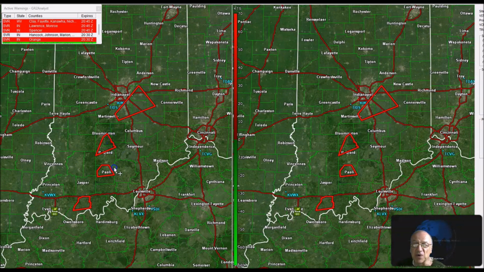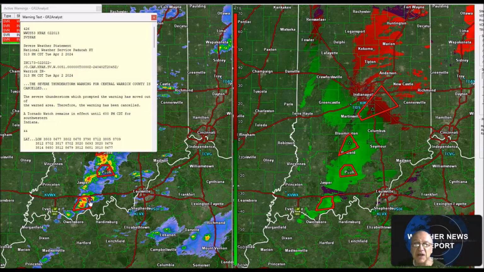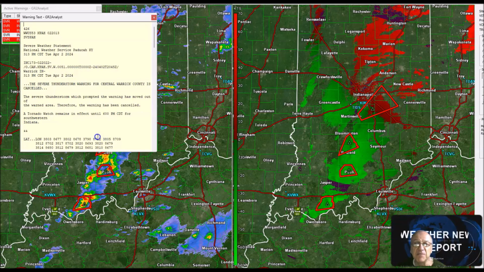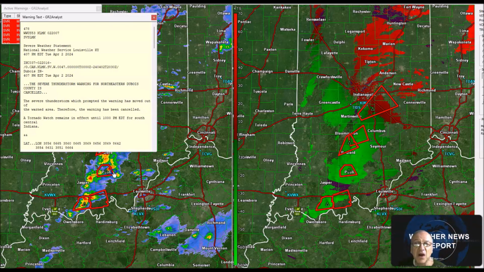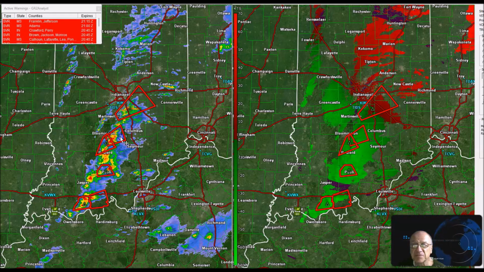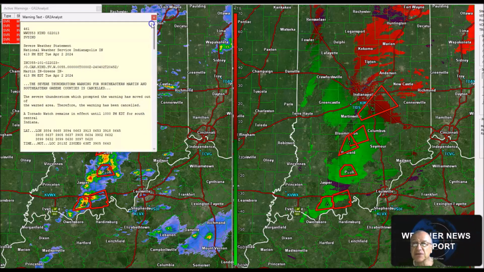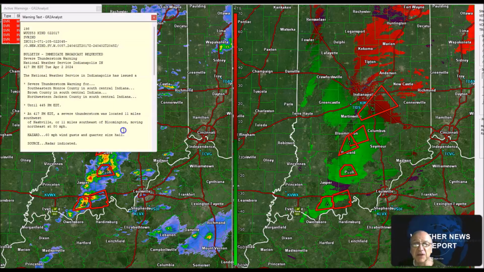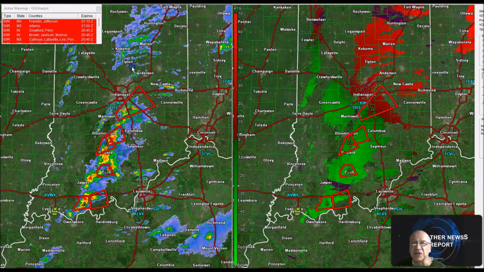We have severe thunderstorm warnings here for parts of Indiana. We have one in effect for central Warrick County. Oh, that's been canceled. And then we have another one here, also canceled. So they're in the process of updating and canceling. That's good news, maybe it's not severe. And this is a severe thunderstorm warning in effect for southeastern Monroe County, Brown County, and northwestern Jackson County in south central Indiana, in effect until 4:45 p.m. Central Daylight Time. These are the current watches and warnings that are in effect.